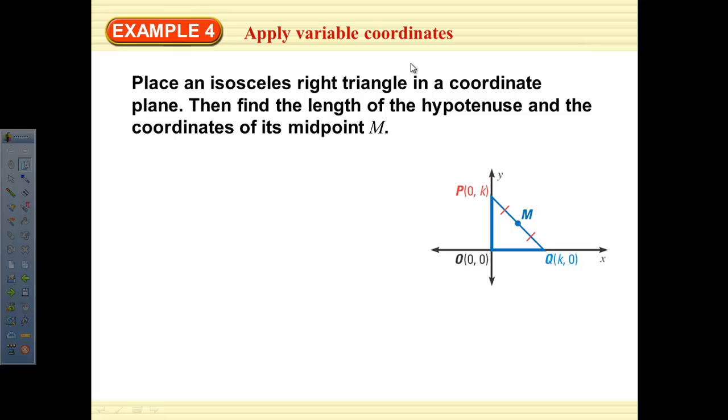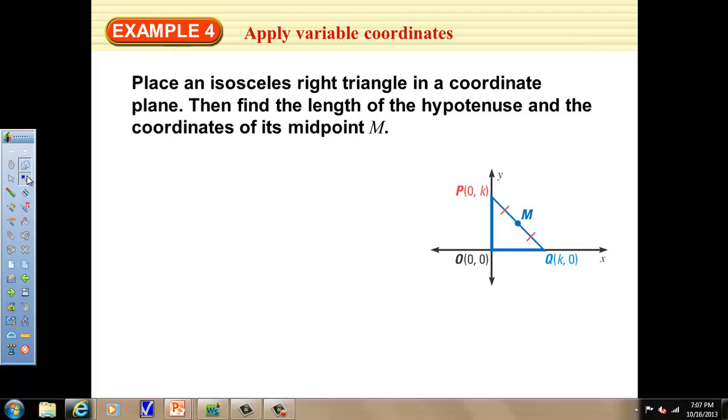We're going to look a little bit more at coordinate proofs, and for this one it says to place an isosceles right triangle in the coordinate plane and then find the length of the hypotenuse and the coordinates of the midpoint. So in order to find the length of the hypotenuse, we're going to have to use the distance formula, and to find the midpoint M, we're going to have to use the midpoint formula.